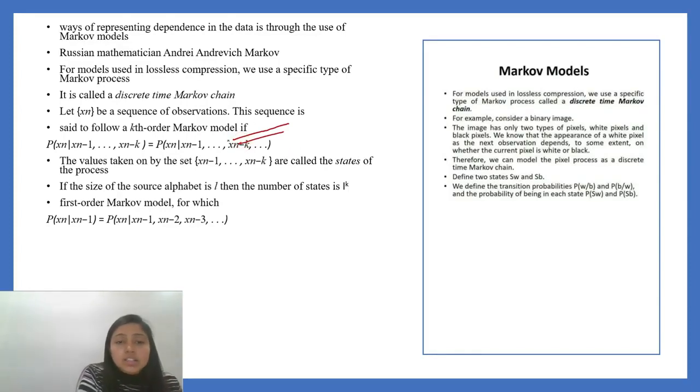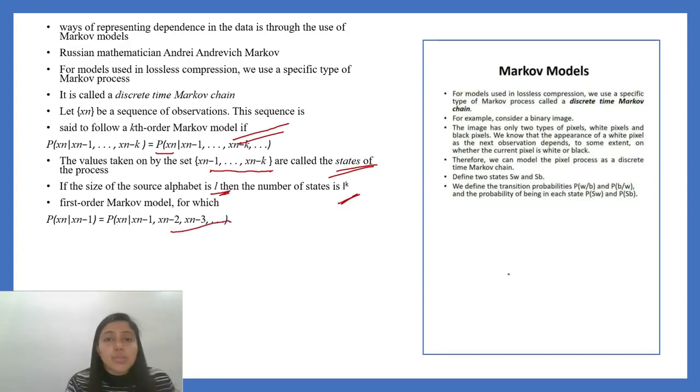This is represented in the form of a conditional probability, which we will be discussing later. All the values taken by the set xn minus 1 to xn minus k are called the states of the process. We will discuss it with the help of an example. If the size of the source alphabet is L, then the number of states will be L to the power k. The very first model, the first order, will be in the form of this.